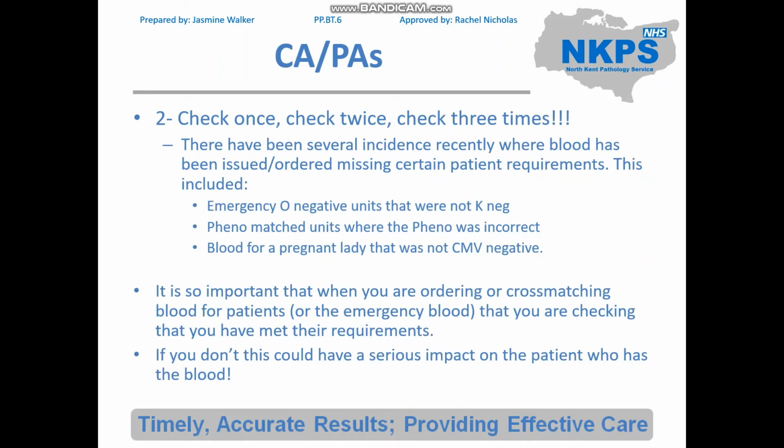We're then going to move on to the second type of kappa. There have been several incidents recently where blood has been issued or ordered missing certain patient requirements. This has included emergency O-negative units that were not K-neg, pheno-matched units where the pheno was incorrect, and blood for a pregnant lady that was not CMV negative. It's so important that when you're ordering or cross-matching blood for patients, or the emergency blood, that you are checking that you have met their requirements. If you don't do this, it could have a serious impact on the patient who has the blood.